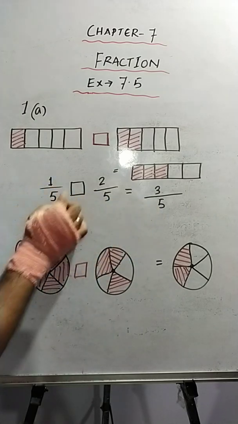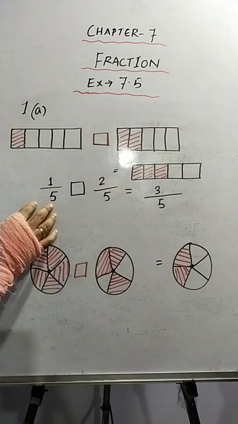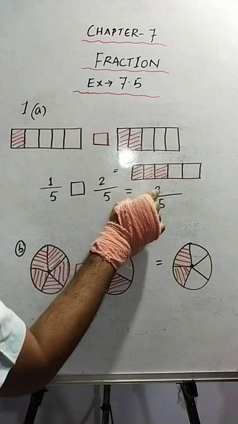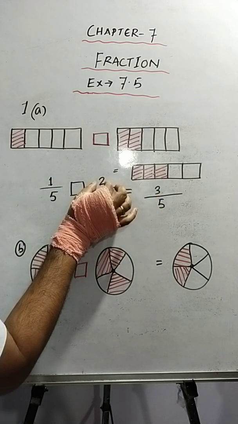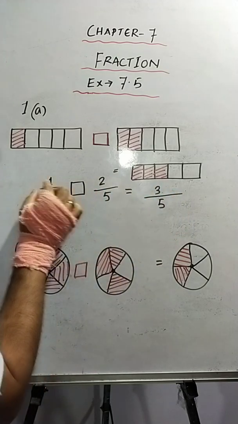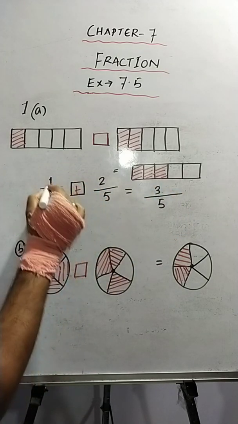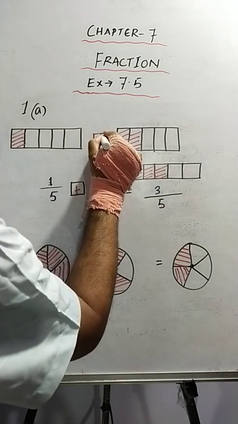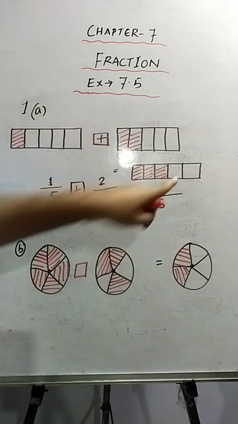You see all the fractions have the same denominators. If you add 1 plus 2, you will get 3. So what are we doing? We are adding, isn't it? If you combine these two and observe this one, we are adding. So 1 plus 2 is 3. So what do we have to write here? We have to put a plus sign here. Okay, 1 plus 2 equals 3.